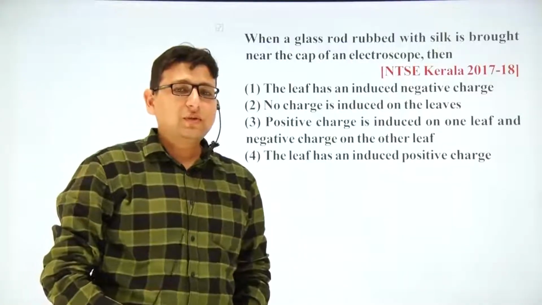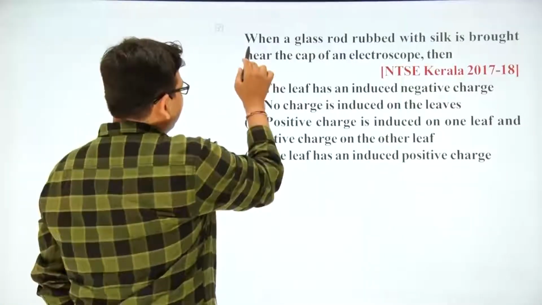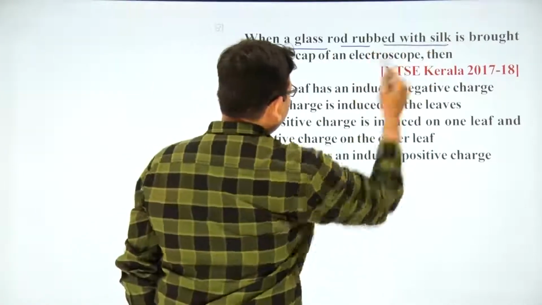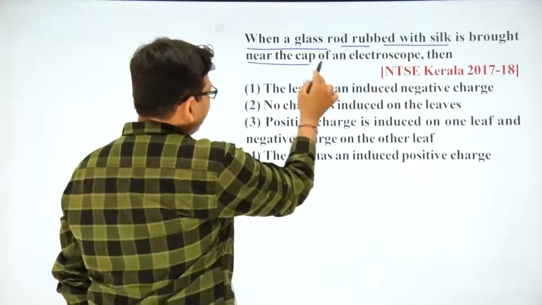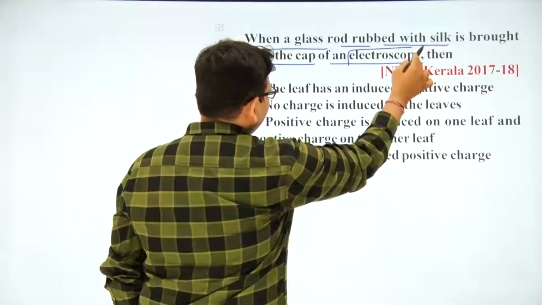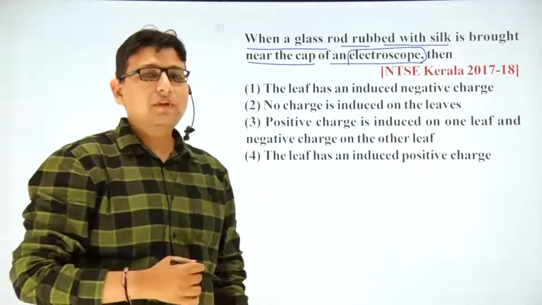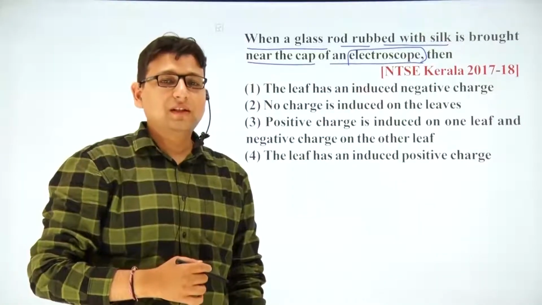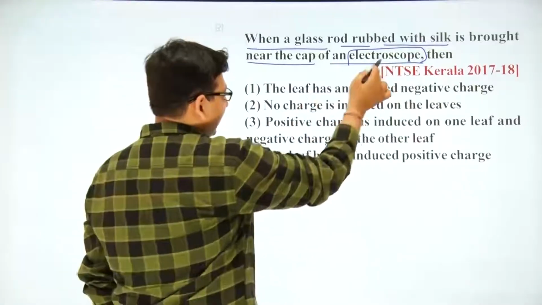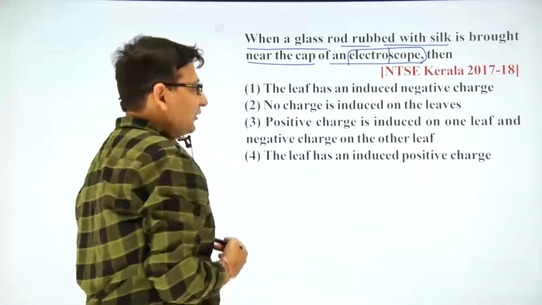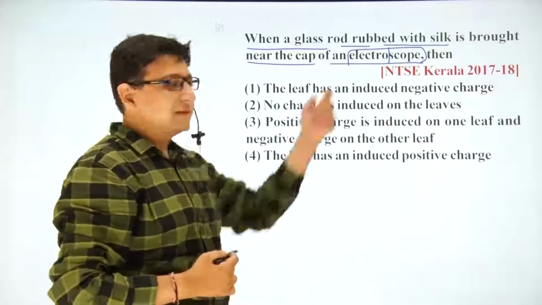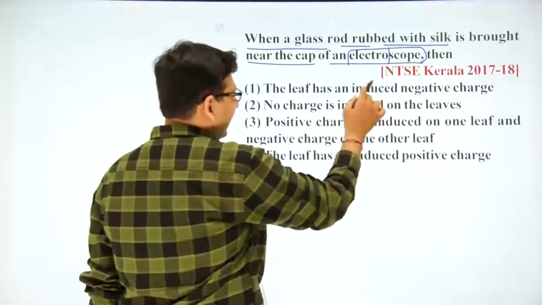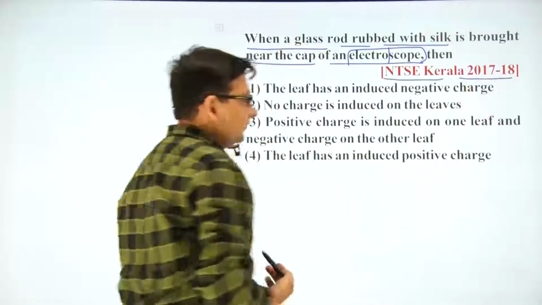Students, moving to the next question. When a glass rod rubbed with silk is brought near the cap of an electroscope. What is an electroscope? It's a device through which we can measure properties of electrical charge. As the name suggests, electro and scope. Electro means electrical properties and scope means measurement. The question is from NTSE Kerala 17-18.